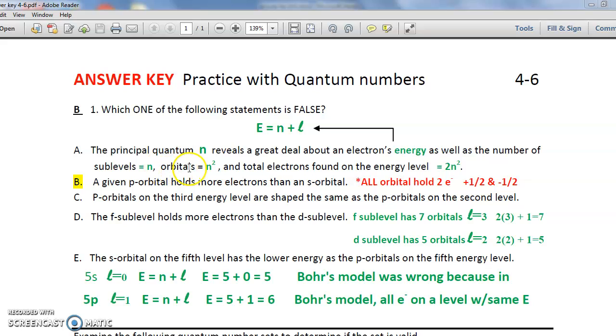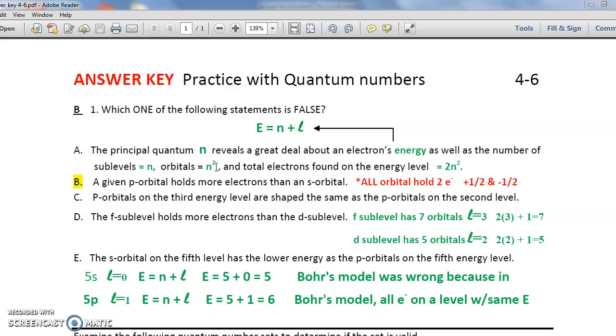The number of orbitals on a level, is that revealed by the principal quantum number? It is. Remember, if you square that number, you know how many orbitals there are. So on the first level, 1 squared is 1. There's one orbital, and it is the orbital that makes up the s sublevel. The second level, 2 squared is 4. That's 4 orbitals. What are they? The 1 s and 3 p's.